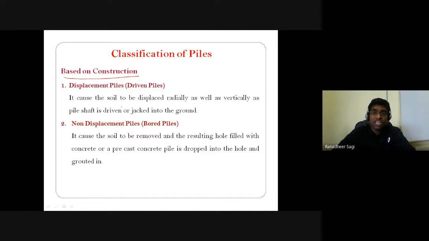The piles which are constructed by making a borehole into the ground are called non-displacement piles, because in this particular installation of piles, you don't see particles radially or laterally getting displaced in the process of construction of such a pile.